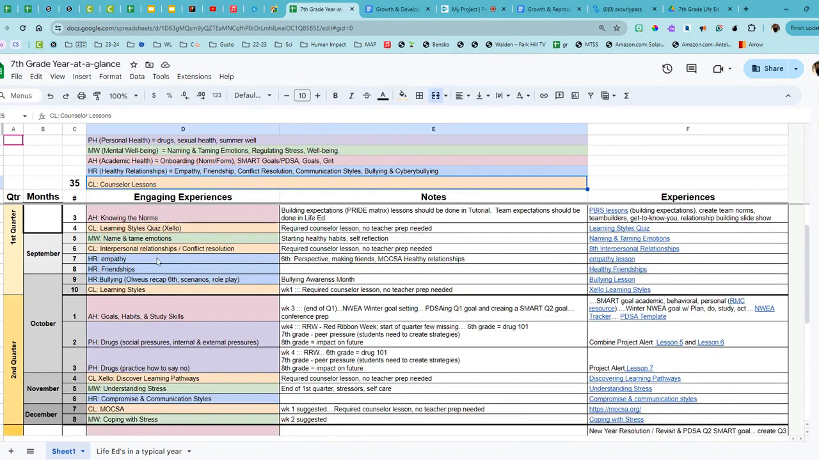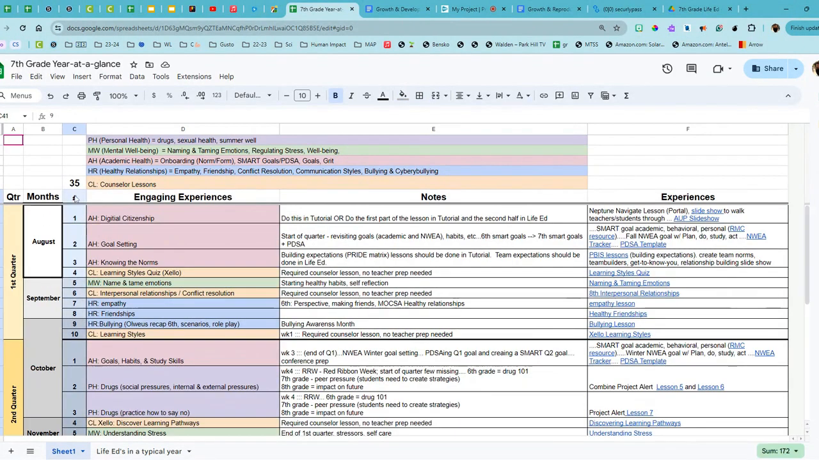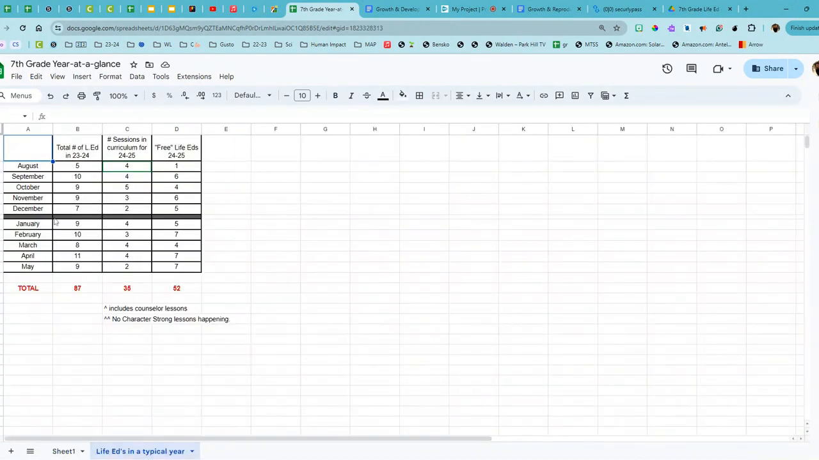Now, if you're thinking, holy crap, 35 of these experiences from August to May, that's way too many. Well, check this out. I counted up how many life eds we did at Walden for 7th grade in 2023-24, and we had a total of 87. Now, when I looked at these 35 lessons spread throughout all these different months right here, that left a total of 52 that were, quote, free for surveys, for study hall, for having whatever you want in your life ed. So if you're doing your math, that's roughly one-third are scripted and two-thirds aren't.